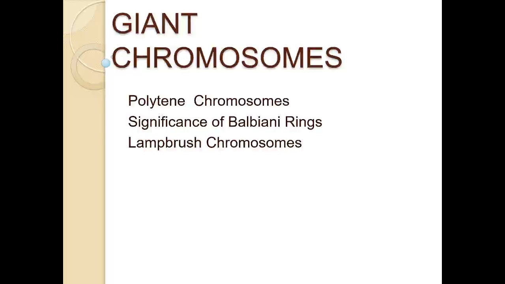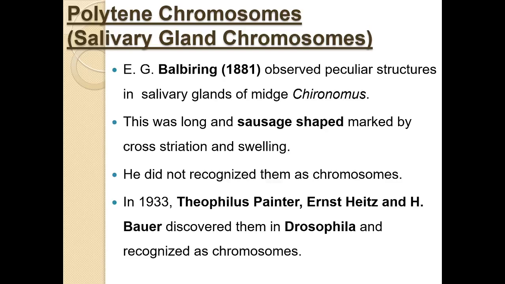Hello everyone, in this lecture we will see about the giant chromosomes. In some cells at a particular stage, there are large nuclei with giant chromosomes. The giant chromosomes are the polytene chromosomes and the lampbrush chromosomes. First of all, we will see about the polytene chromosome.